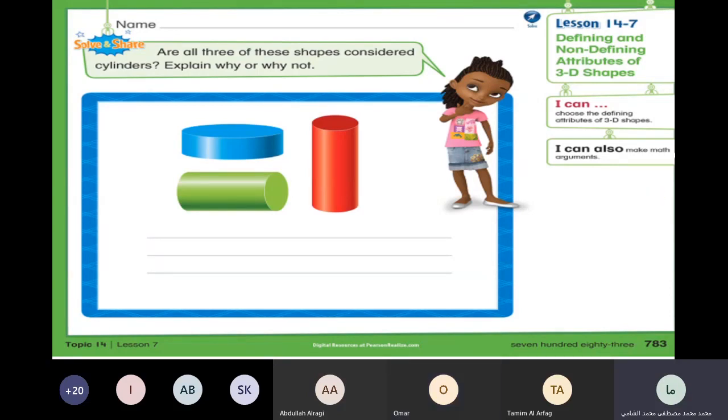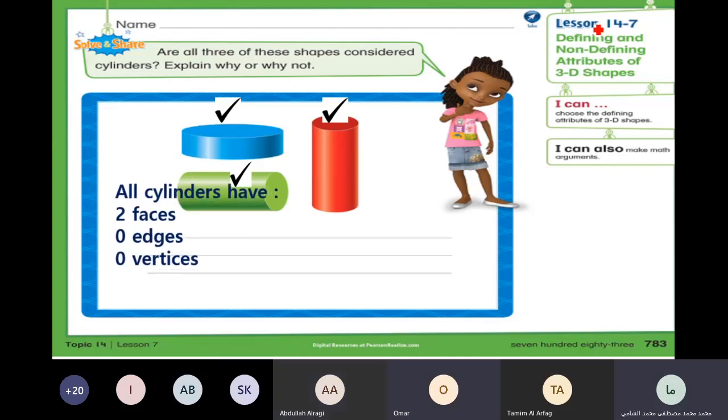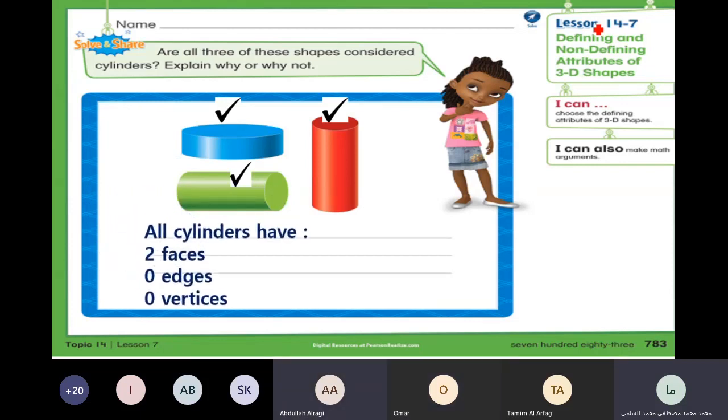Look at the red shape. Is it a cylinder or not a cylinder? The first one, cylinder or not cylinder? Cylinder. And the green? Yeah, green is also a cylinder. All three shapes are cylinders, right? Why cylinder? Because all cylinders have 2 faces, 2 circle faces, and 0 edges and 0 vertices.